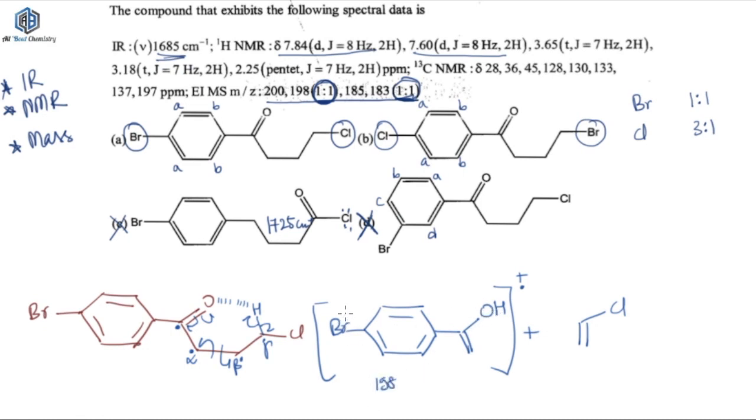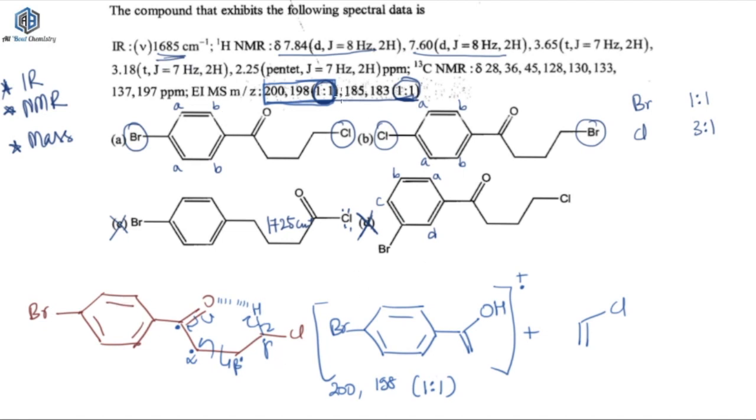If you take bromine as 79, and when you take bromine as 81, because bromine has two isotopes, 79 and 81, you will get a mass of 200. So 200 and 198 you will get over here, and the relative abundance will be 1:1. Why? Because you have bromine in this fragment. So that means this much has been sorted out, and that you got by option number 1.